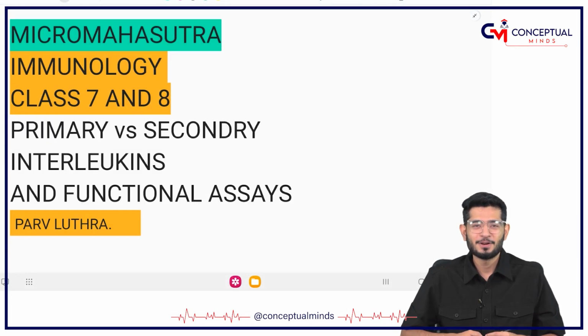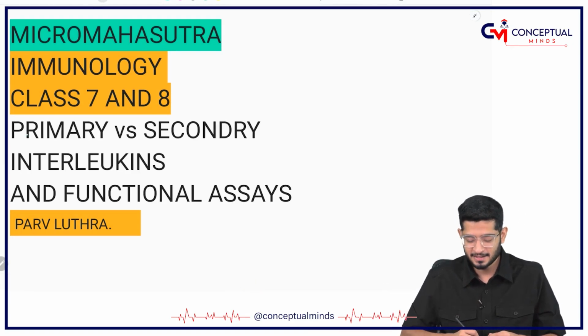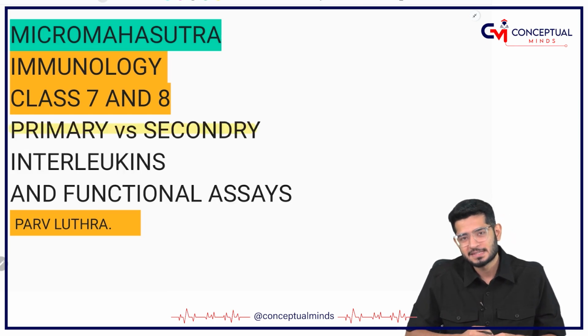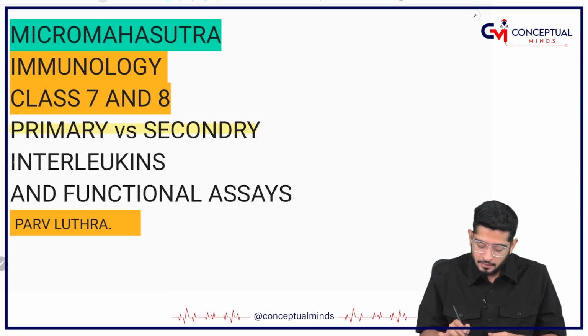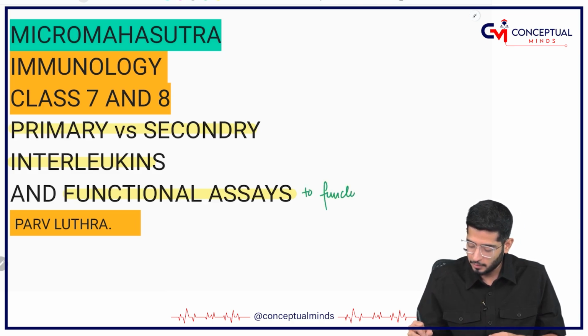This is our immunology class and we are discussing the two classes together. So the topics are class 7 and class 8, that is, what are the differences between primary immunity and secondary immunity, what are the different interleukins, and of course what are the different functional assays to check for the functional ability of all the cells, of the T cells, of the B cells, etc.